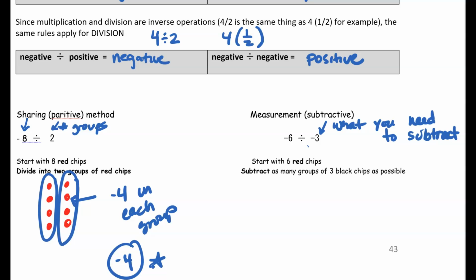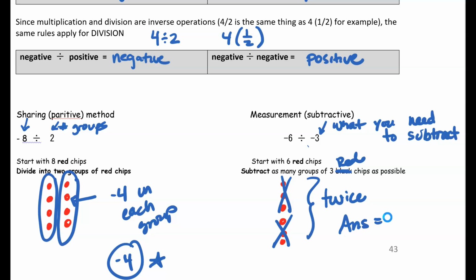And then negative 6 divided by negative 3, the way we would do this with the subtractive method is we would start with 6 red chips. And then we would subtract, and this should say, that's actually a typo, that should say red. We should subtract 3 chips as many times as we can. So you take off 3, I did it once, and then I did it twice. So I do it twice, so the answer is 2. Okay, so same concept as what we learned in 3.4, we're just using negative numbers instead of positive numbers.